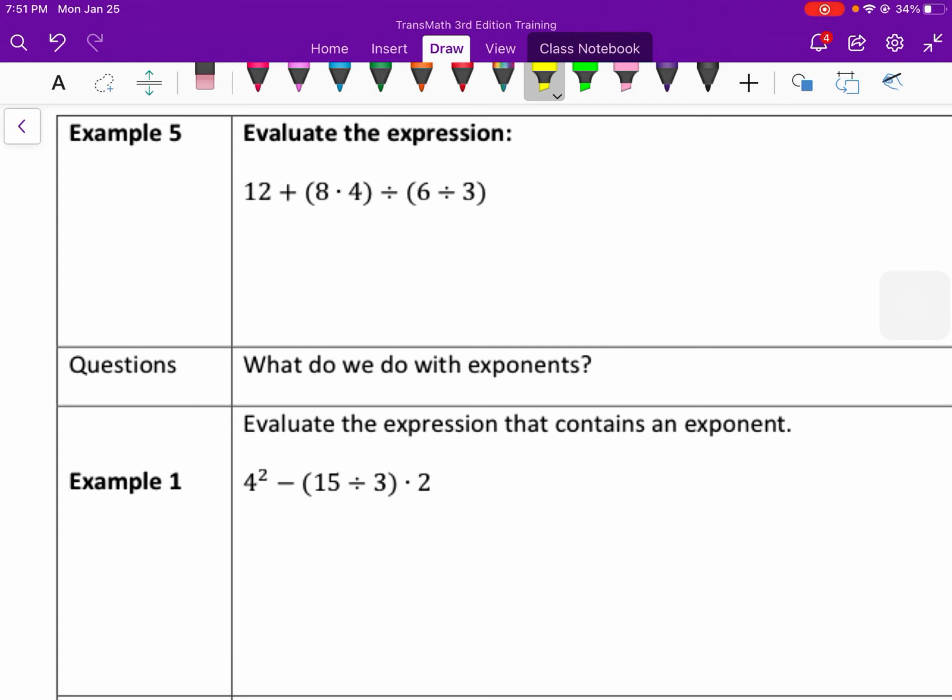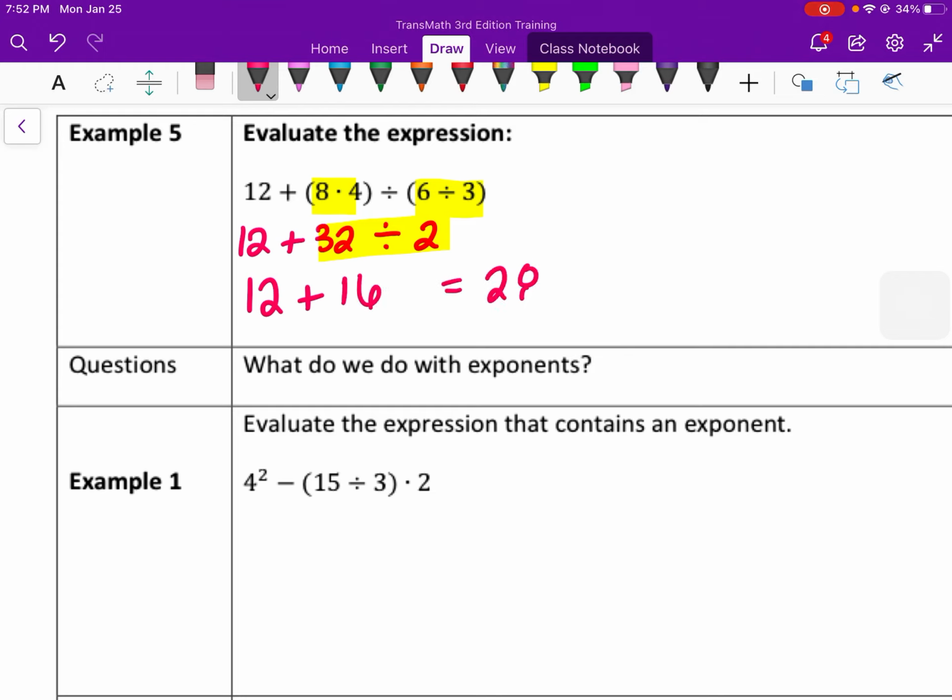All right, one more. So inside the parentheses first, so this will be 12 plus 8 times 4, here's 32. Then we have the divided by, 6 divided by 3 is 2. So we evaluated inside the parentheses. Then with what's left, division comes before addition. So it would be 12 plus 32 divided by 2 is 16. Then 12 plus 16 will be 28. And that would be our final answer.